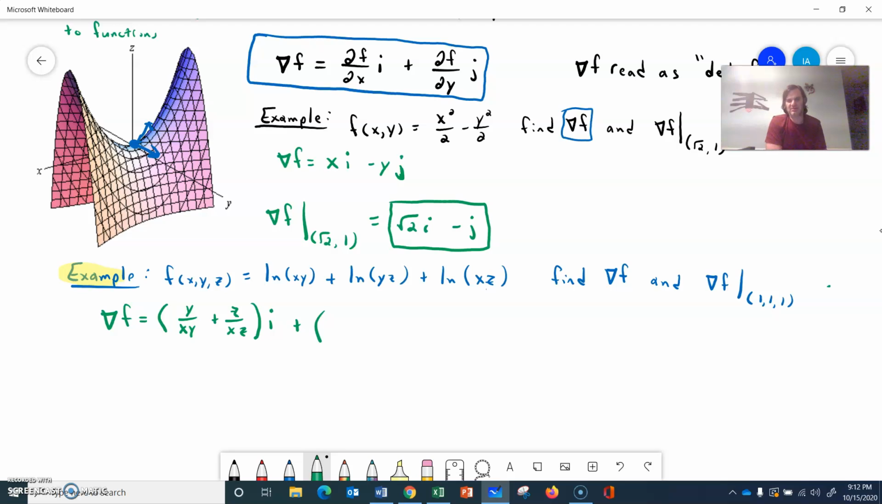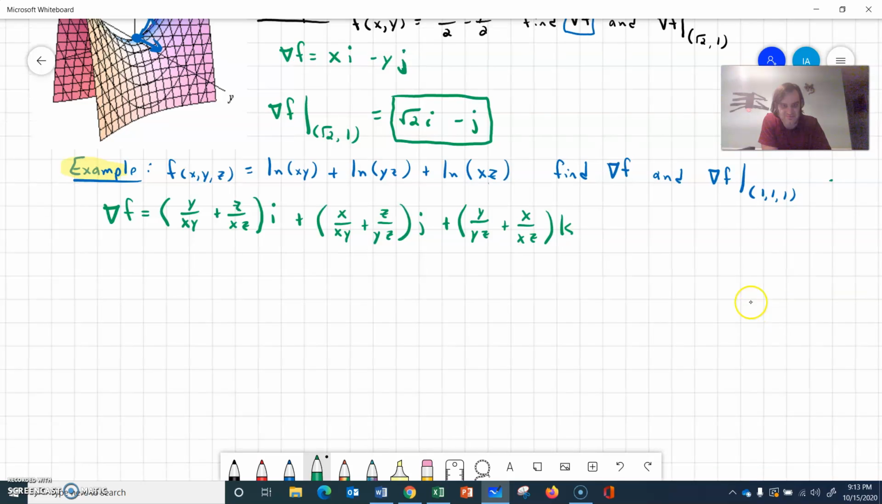Our j component is the partial of f with respect to y. So that would be the first two terms. So that would be x over xy plus z over yz. That's the j. And then the k component, that's with respect to z. So that will be the last two natural logs, because the first one doesn't have a z, it would be a constant and go to 0. But we'd get y over yz plus x over xz, and that would be the k component.